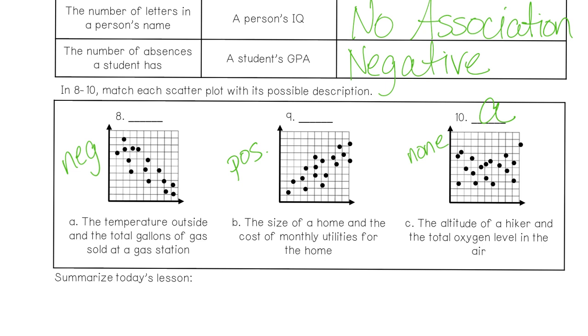What about the size of a home and the cost of the monthly utilities? The bigger the house, the higher the utilities, right? So what kind of association is that? Positive. So we're looking here. And then by process of elimination, C, which would be the altitude of a hiker and the oxygen level. So the higher they get, the oxygen goes down.